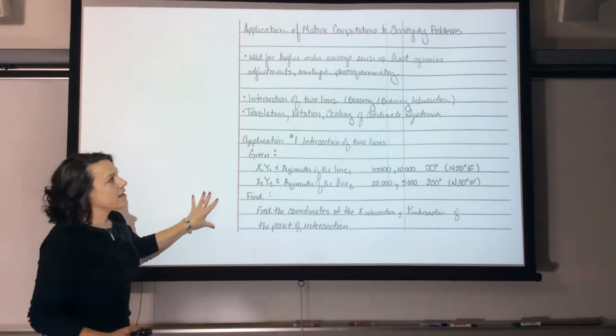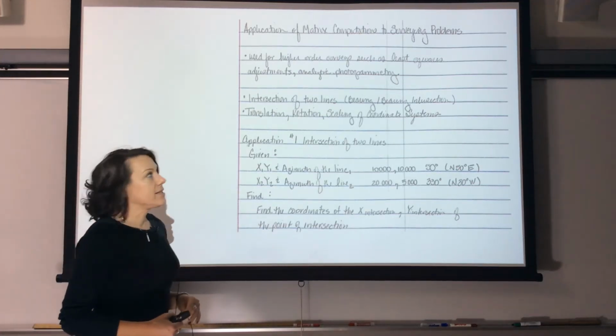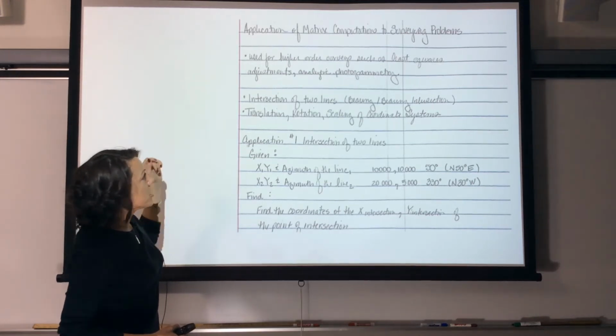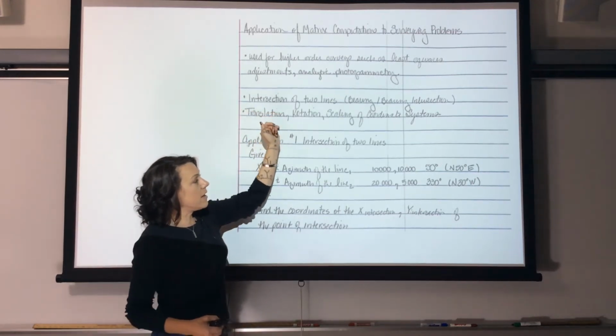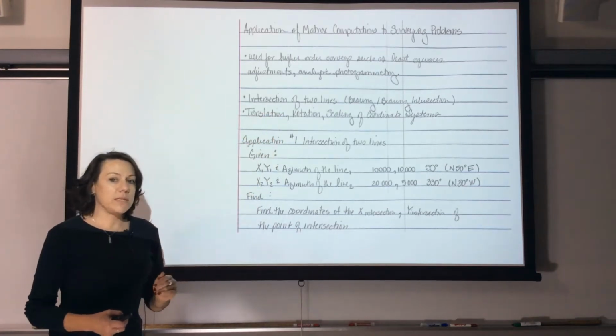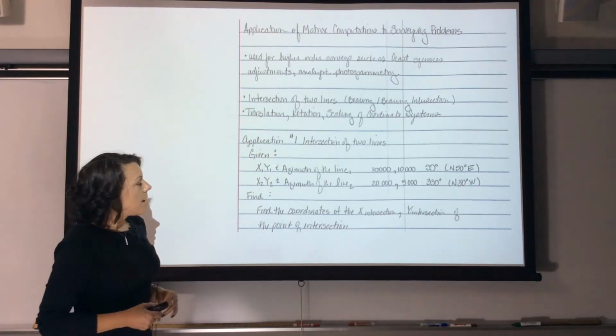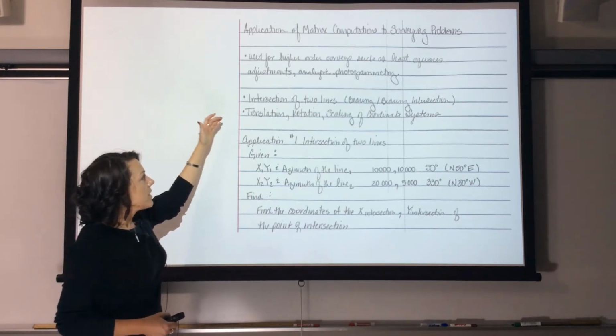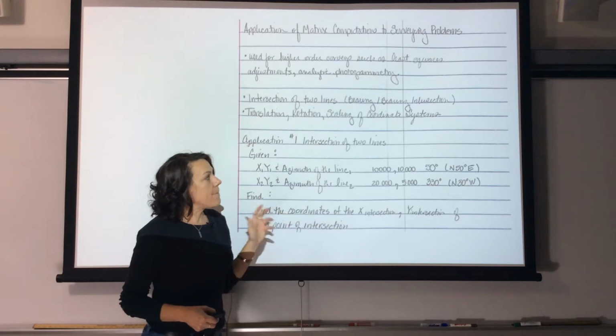So let's use all of the stuff that we've learned on matrix concepts. One of the applications is for higher order surveys such as least squares adjustments and analytical photogrammetry; we would use these mathematical equations or methods. Let's take a look at another idea of using it for the intersection of two lines, a bearing intersection.